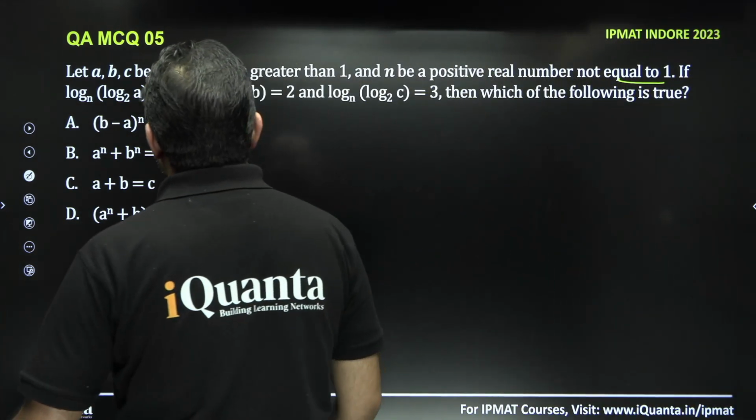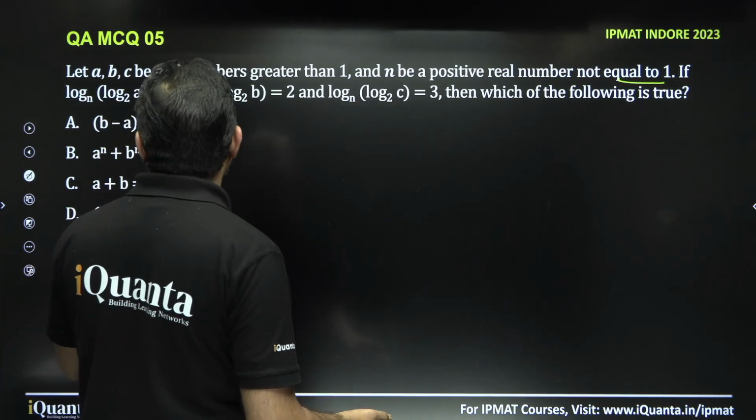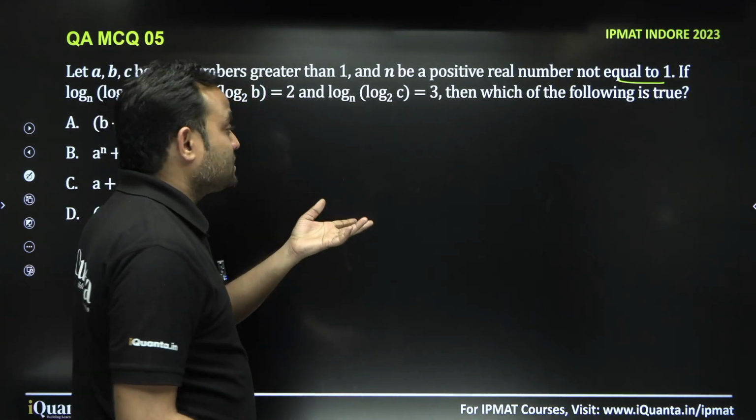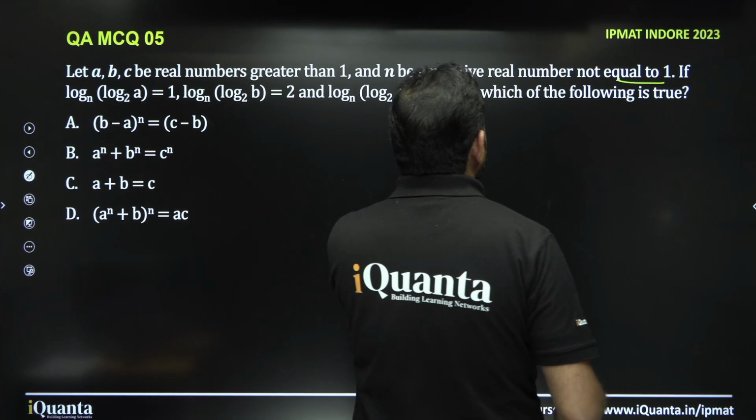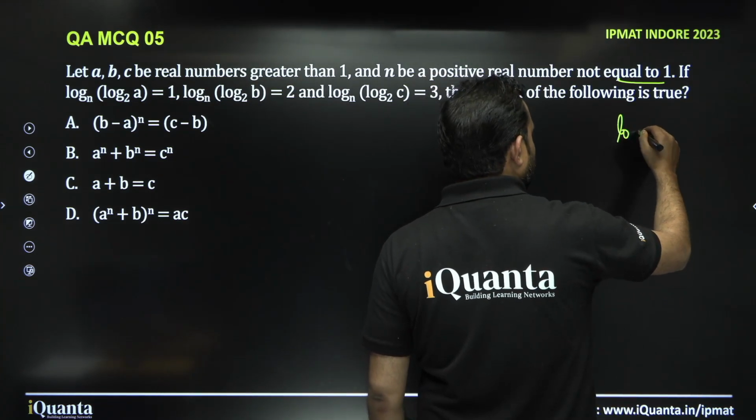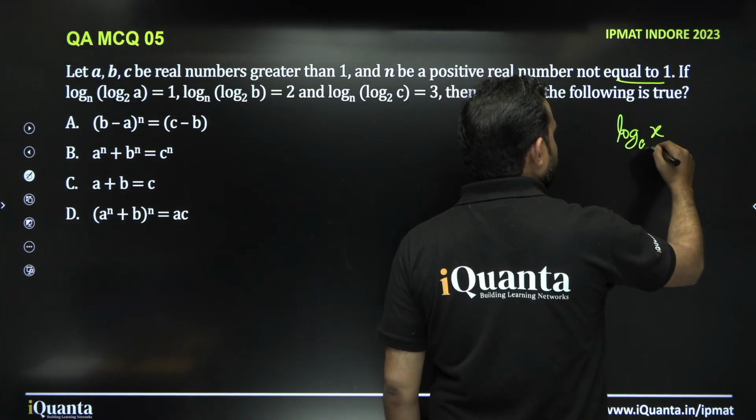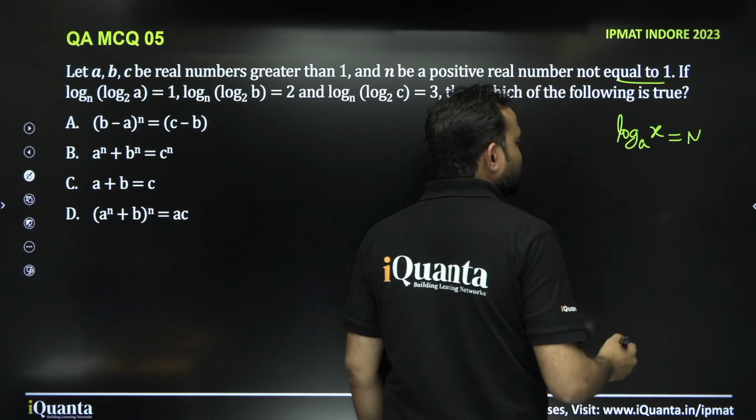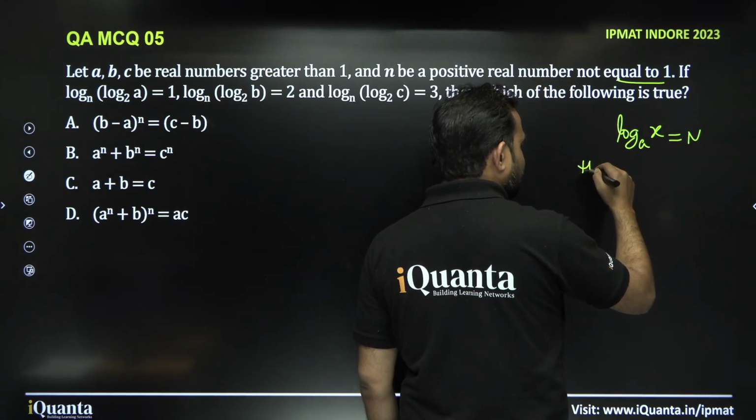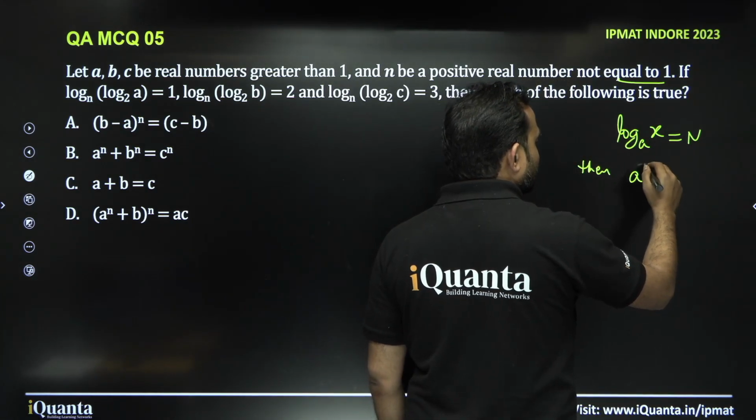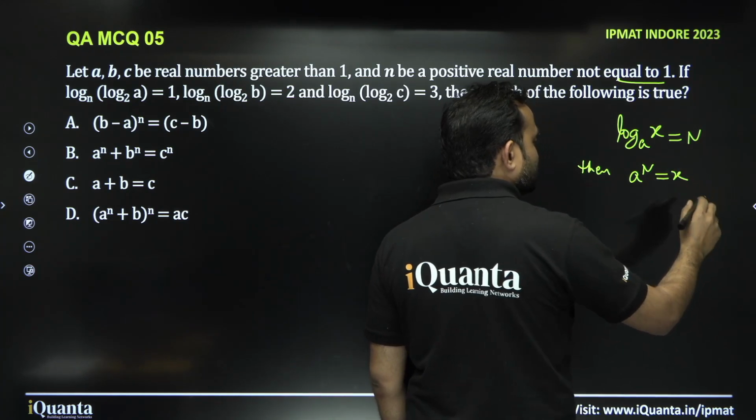is true? So first, what we have to do is know some log properties: if it is given that log x to the base a is equal to 1, then you can directly write that a to the power n will be equal to x.